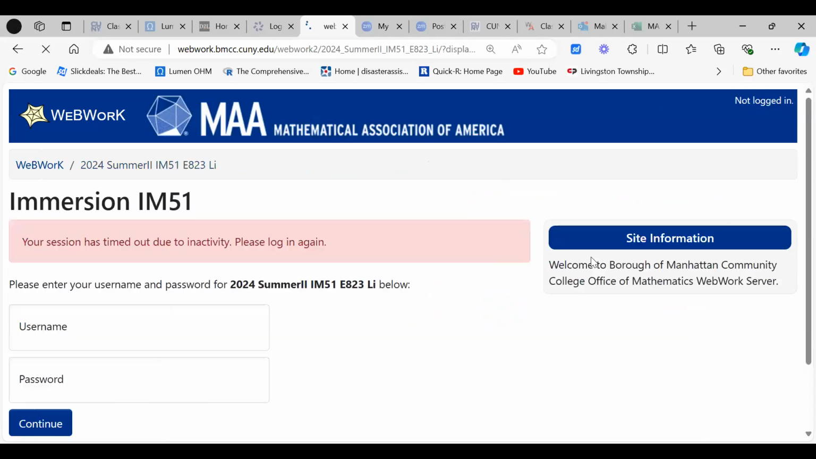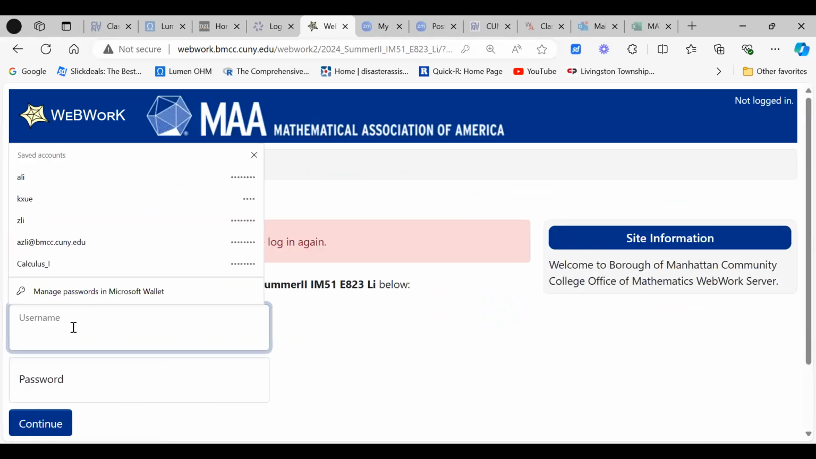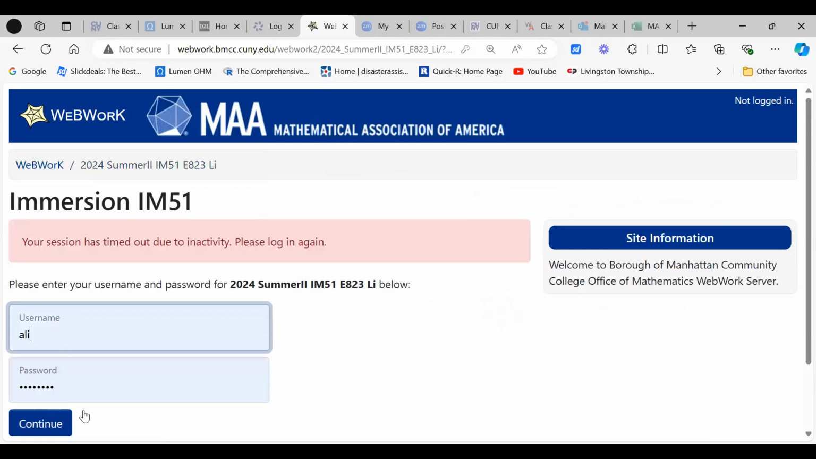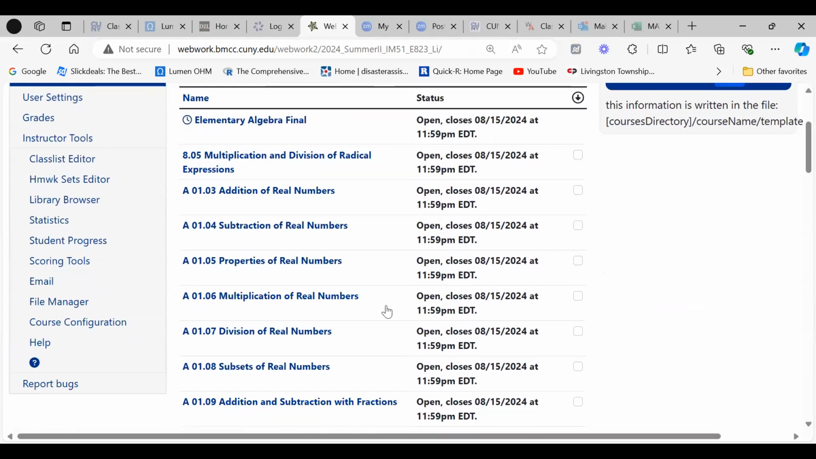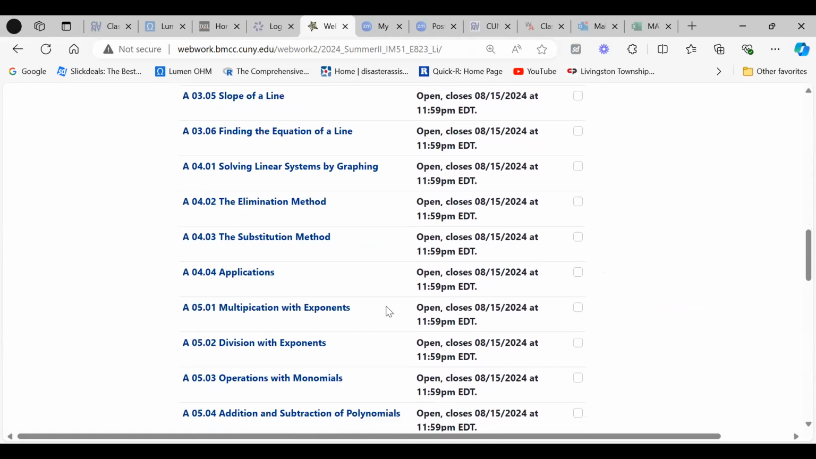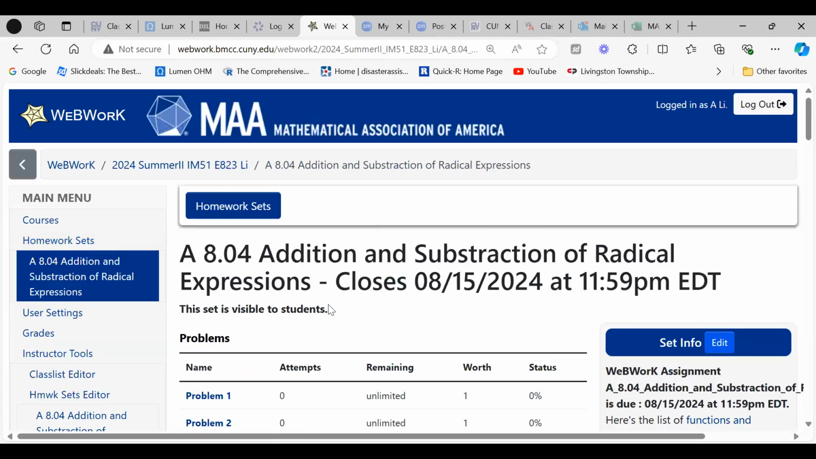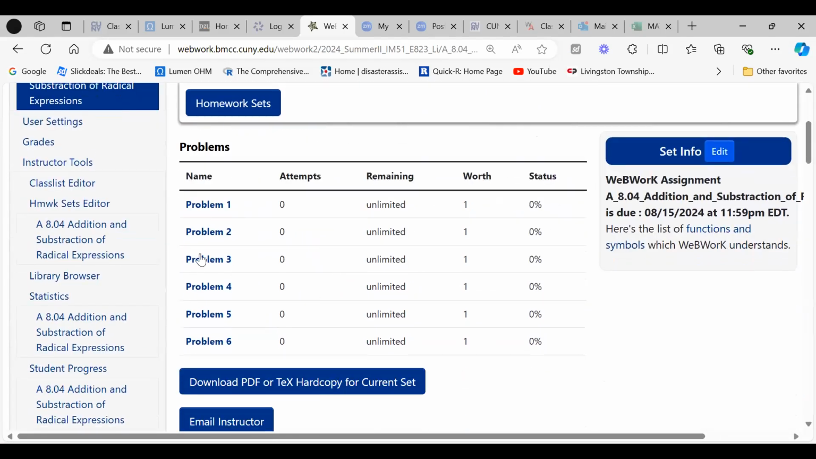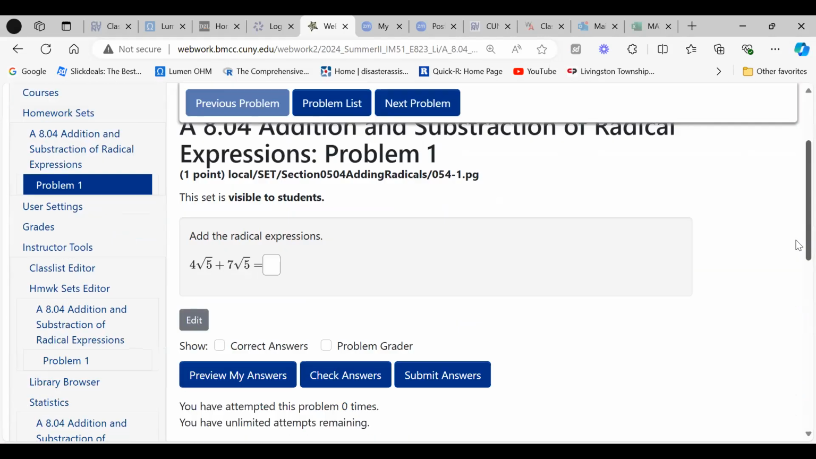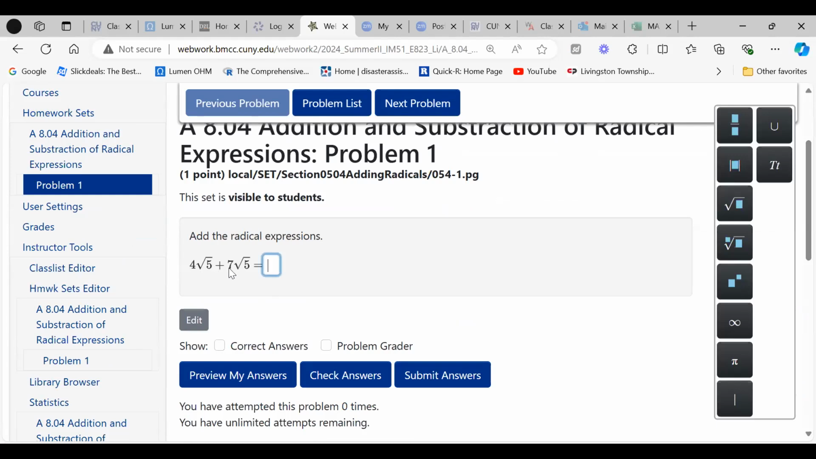Okay, so now let's go back to the workbook. Let's look at some of the home assignments. So 8.4 and 8.5. 8.4 first, adding and subtracting radical expressions. Problem 1. So anybody want to share your answer? 4 radical 5 plus 7 radical 5. What's the answer?